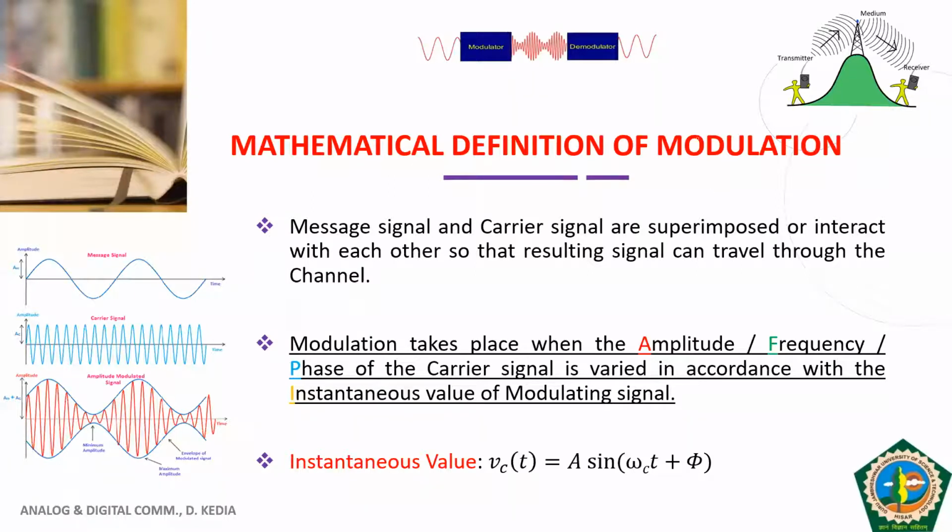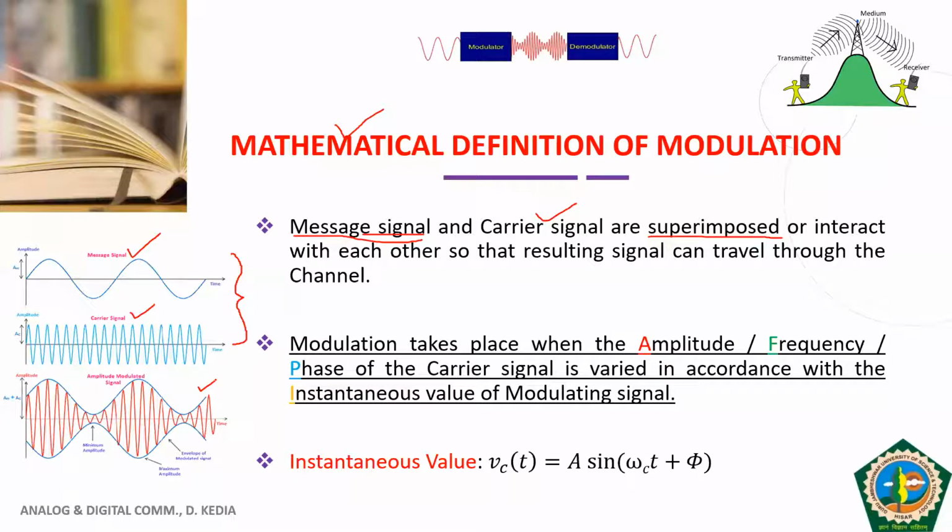Okay, so if I talk about the mathematical definition of modulation, see, in the previous slide I mentioned that in case of modulation, your message signal or your modulating signal is superimposed with the carrier signal. On the left hand side of the slide, I have shown the message signal and we have the carrier signal. What we are doing is superimposing these two signals, and as a result we get the modulated signal.